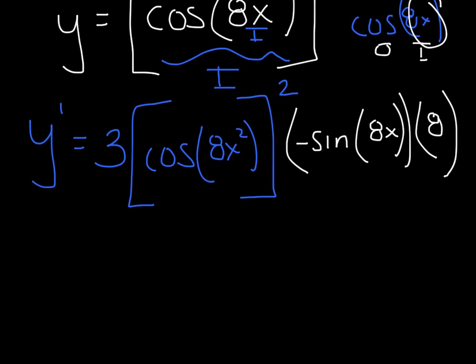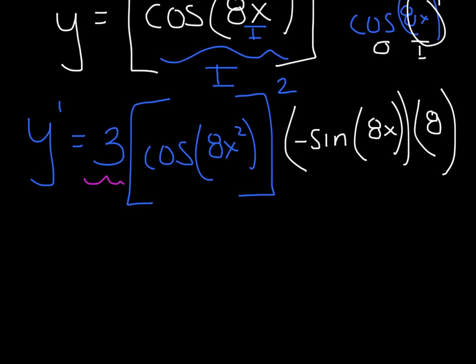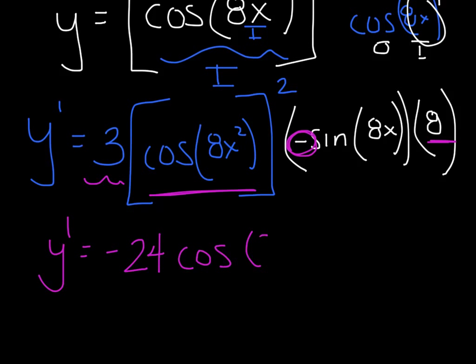And then it's just the cleanup part. I would say this 3, this negative sign, and this 8 go together. So I get negative 24. Now watch how I rewrite this term. I'm going to say that's the cosine of 8x squared. Now does that squared go back onto the cosine term? And then the sine of 8x.